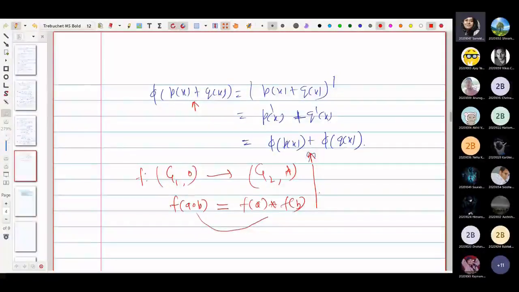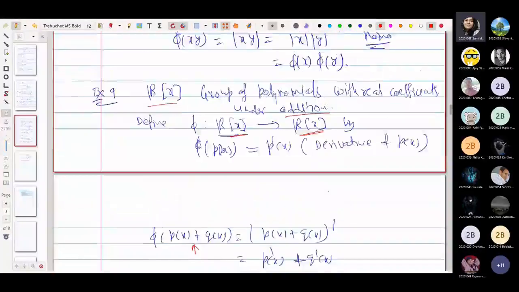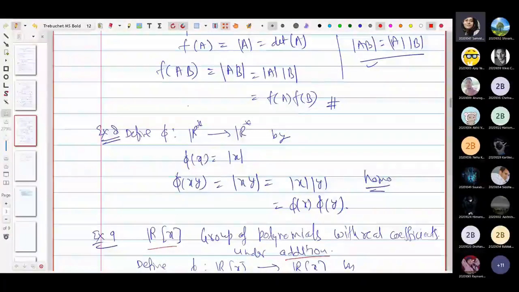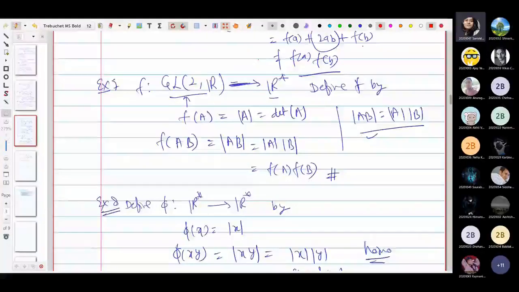Is there any doubt still? No, sir. Got it. In example number 8, on both sides the operation was multiplication, and in example number 7, on the left side it was matrix multiplication. So not normal multiplication but matrix multiplication, and here multiplication of real numbers.